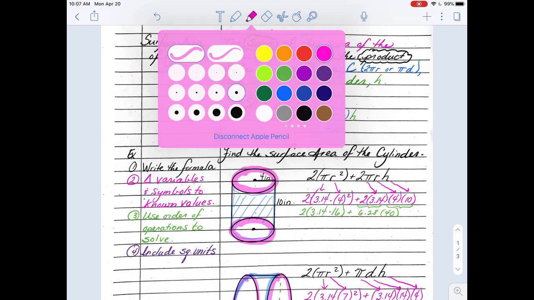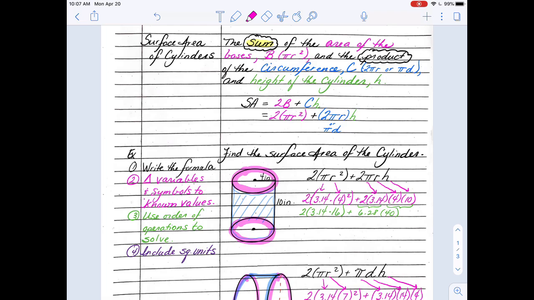What you're going to be adding is the area of the bases. Now remember, there are two bases, and your base area is pi r squared since we're talking about circles. Then we're taking that area of the bases and adding it to the product. We're going to be multiplying.